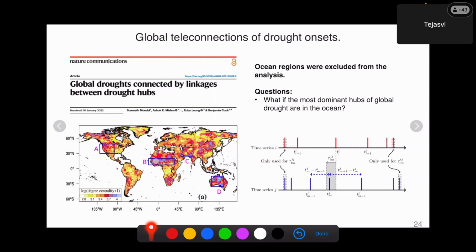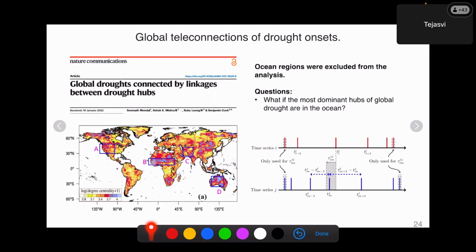Based on this, the highlighted regions mean that they have the highest amount of synchronization. So this region has the highest amount of synchronization. Whenever drought occurs here, somewhere else on planet Earth, drought is also going to occur within 6 months. That's what this means, the synchronization.